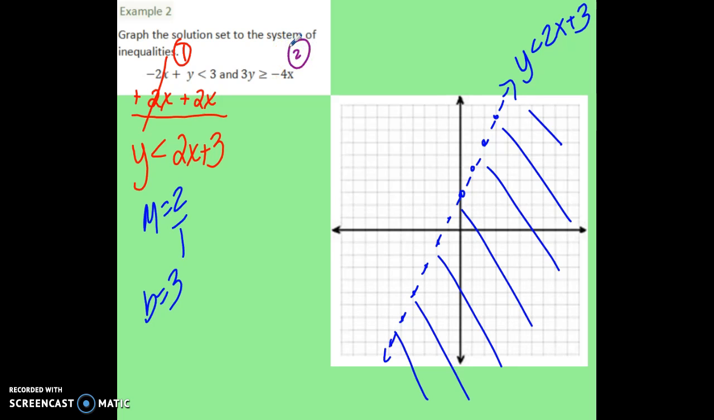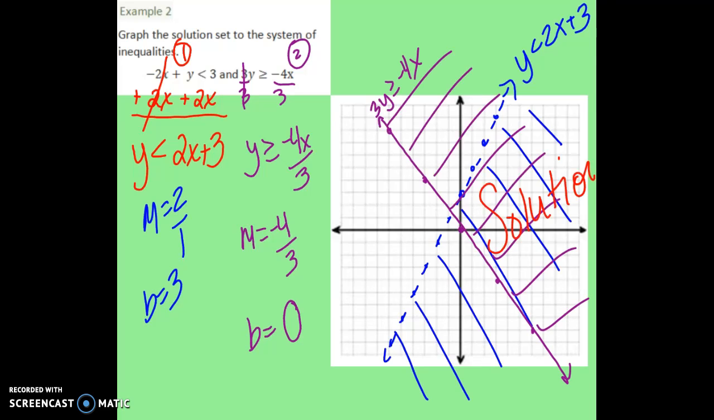Y is not alone. How do we get y alone? It is 3 times y, so we're going to divide everything by 3. So that's negative 4x divided by 3. This one's tricky. Your slope is the number in front of x. But what is your b? What's the number you're adding on? 0. So that means you begin at 0. What I want you to do is graph the second inequality, and I want you to label the solution. Go.